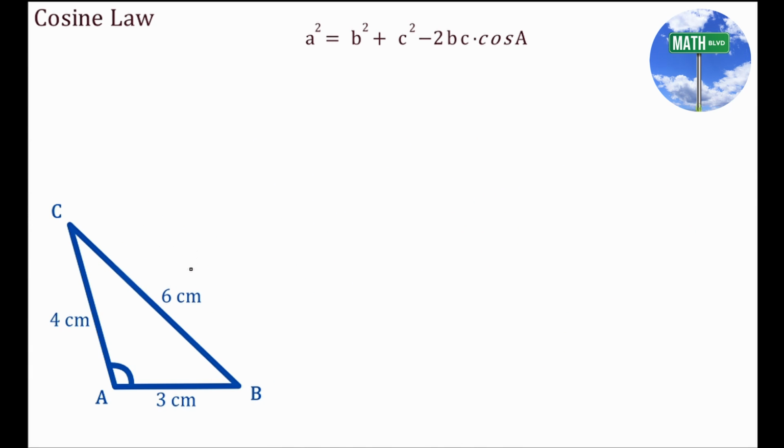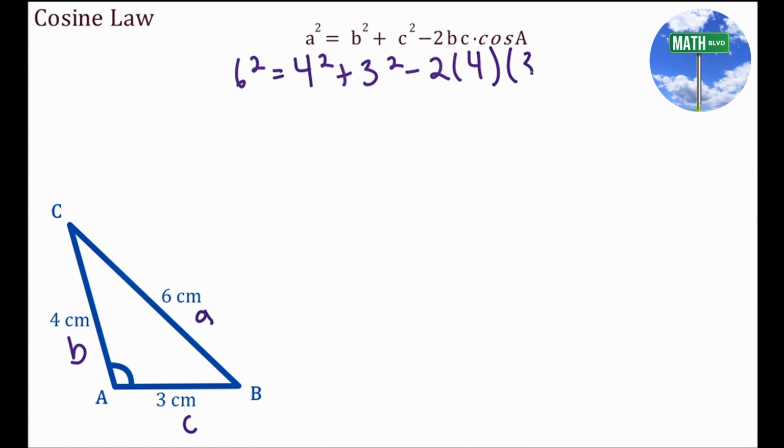In this triangle, I have all three lengths. Because of this, I can use cosine law to determine angle A. I will first label each length according to the opposite angle. I will then input all known numbers into the formula. Negative 2 times 4 times 3 is negative 24.